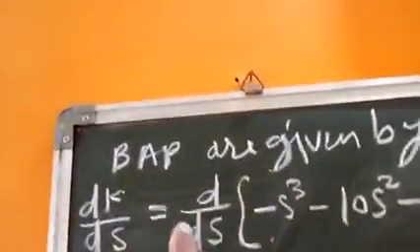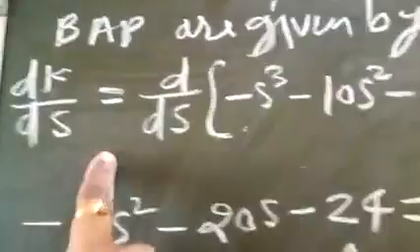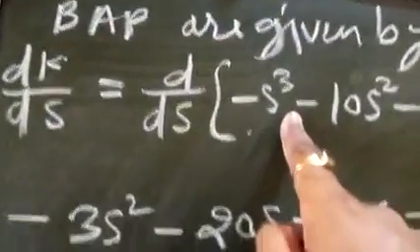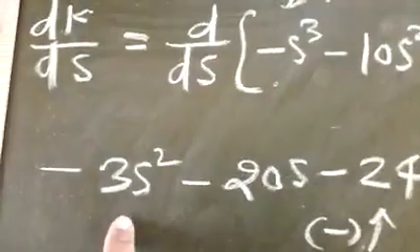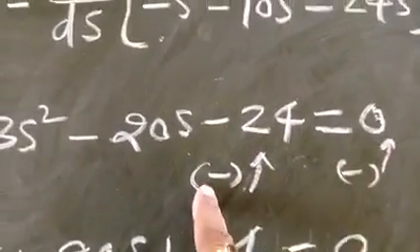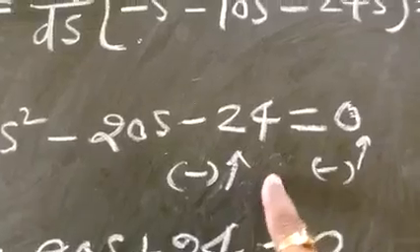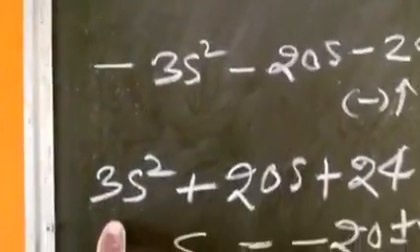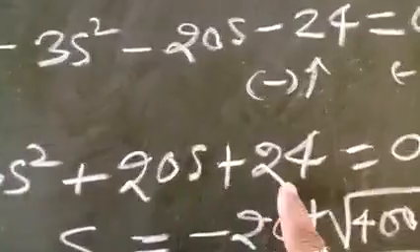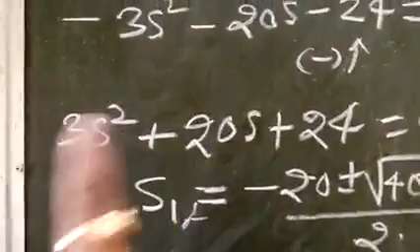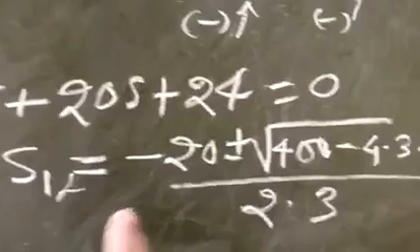Finally, the breakaway points are given by dK/dS equal to 0. So minus 3S square, the differentiation of S cube with respect to S is 3S square, then 20S, then 24 is equal to 0. Multiply the negative sign on both sides. So finally we obtain 3S square plus 20S plus 24 is equal to 0. This is nothing but a quadratic equation, so apply the formula for the quadratic equation.